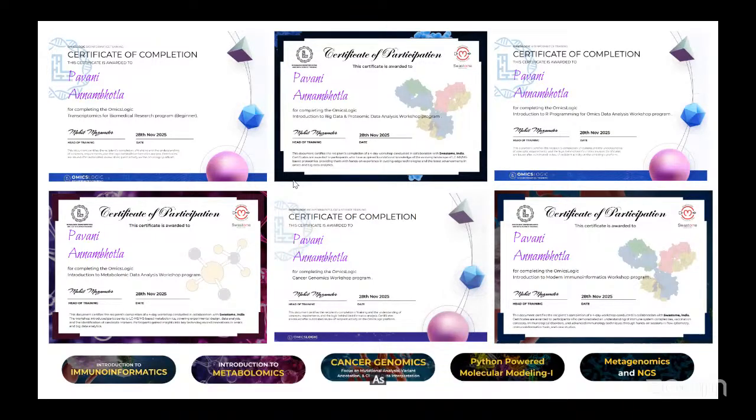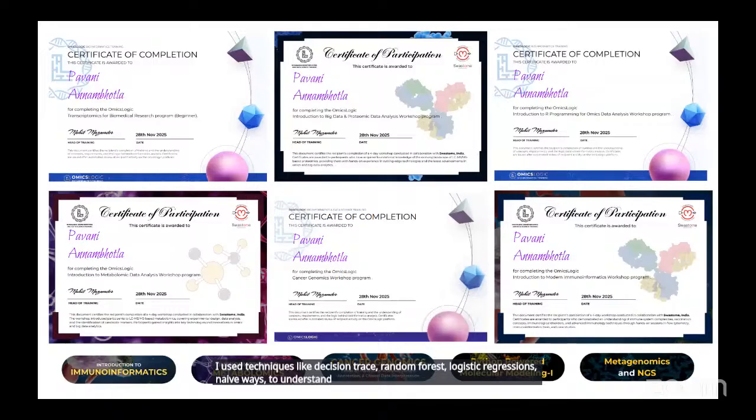As a part of that course, I worked on a mini project using the Weka tool, which is developed by the University of Waikato, where I compared multiple classification models on biological data sets. I used techniques like decision trees, random forests, logistic regression, and naive Bayes to understand their performance. That mini project helped me build confidence in ML and pushed me towards larger projects like this.